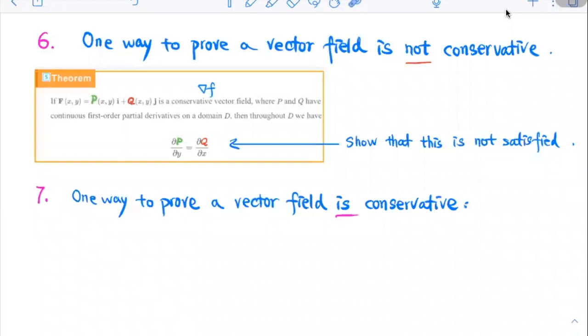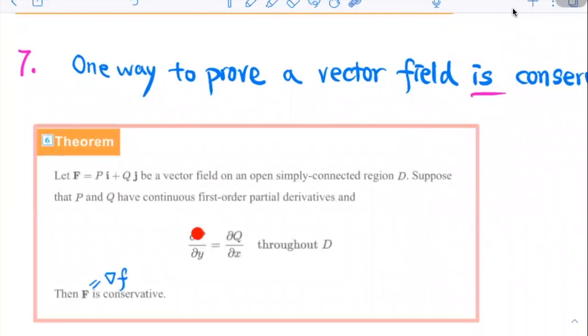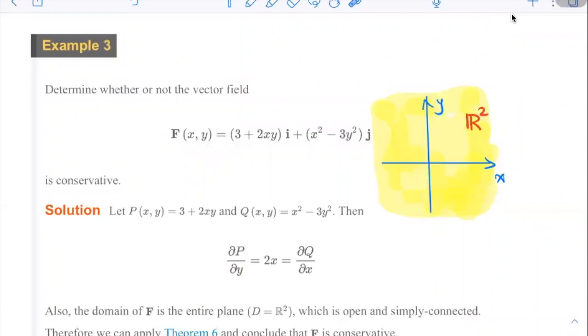Now, one way to prove a vector field is conservative is we first show that the partial derivative of P with respect to y equals the partial derivative of Q with respect to x throughout D. And then after that, we have to show the region D is open and simply connected. For example, here we show that the partial derivative of P with respect to y is equal to the partial derivative of Q with respect to x. That's number one. And number two, we show that the domain for this vector field, which is R2, is open and simply connected. So it satisfies these two conditions, then this vector field here is conservative.